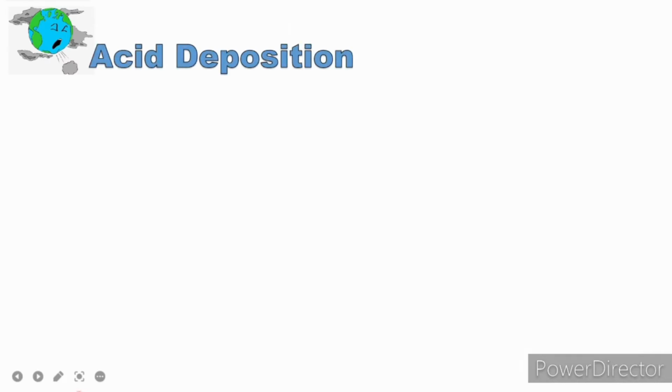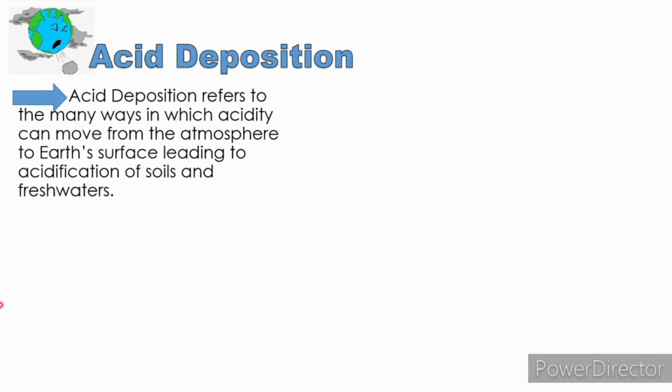The next one is acid deposition, also known as acid rain. This refers to the many ways in which acidity can move from the atmosphere. It is a mixture of air pollution that deposits from the atmosphere, and this leads to the acidification of soils and fresh water.